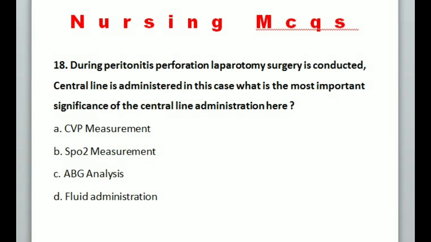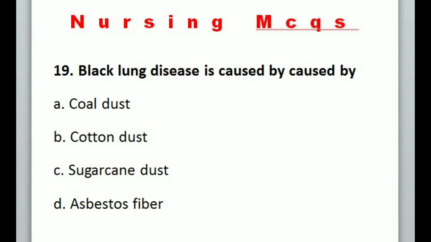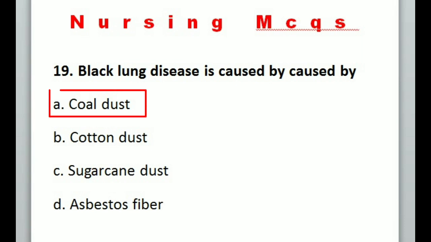19. Black lung disease is caused by A. Coal dust. B. Cotton dust. C. Sugarcane dust. D. Asbestos fiber. Correct option is A. Coal dust.